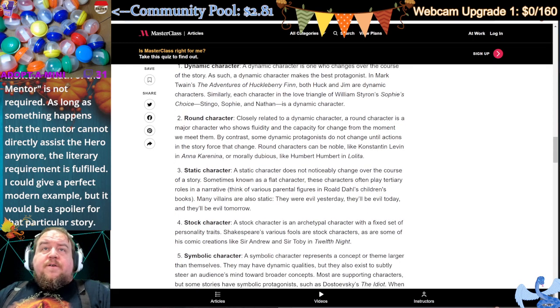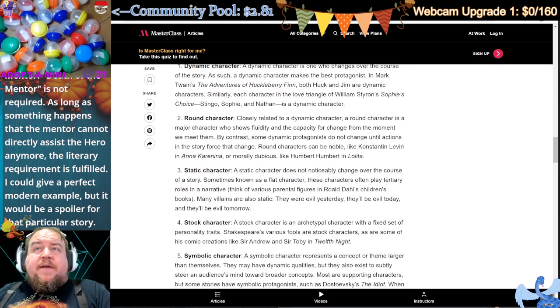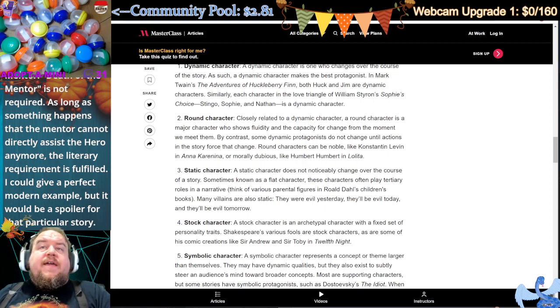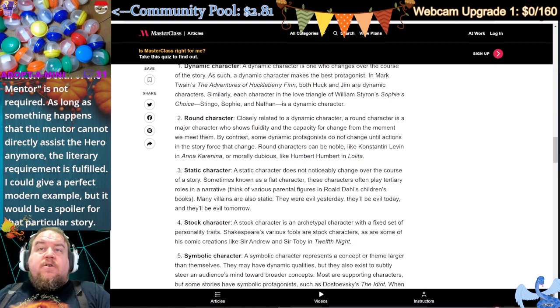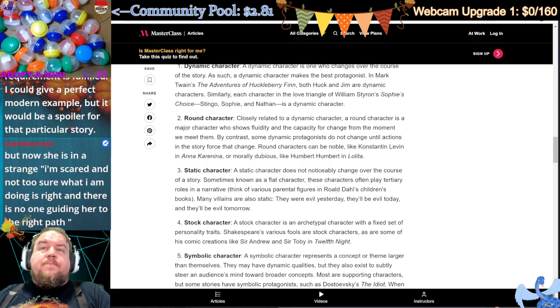A round character. Closely related to a dynamic character, a round character is a major character who shows fluidity and the capacity for change from the moment we meet them. By contrast, some dynamic protagonists do not change until actions in the story force that change. Round characters can be noble, like Constantine Levin in Anna Karenina, or morally dubious, like Humbert in Lolita.